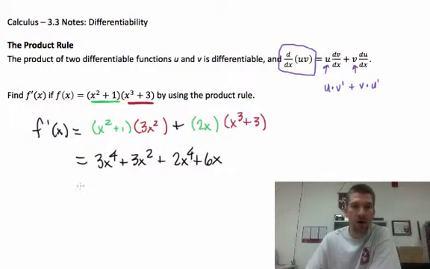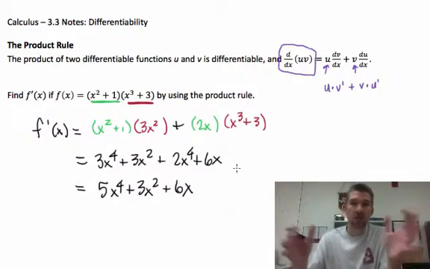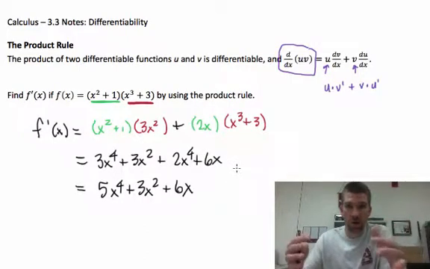And so now I can combine some like terms together, like 3x to the 4th and 2x to the 4th, and that's going to be 5x to the 4th plus 3x squared plus 6x. And when I get done with that point, that is when I'm done with all of my work, okay?